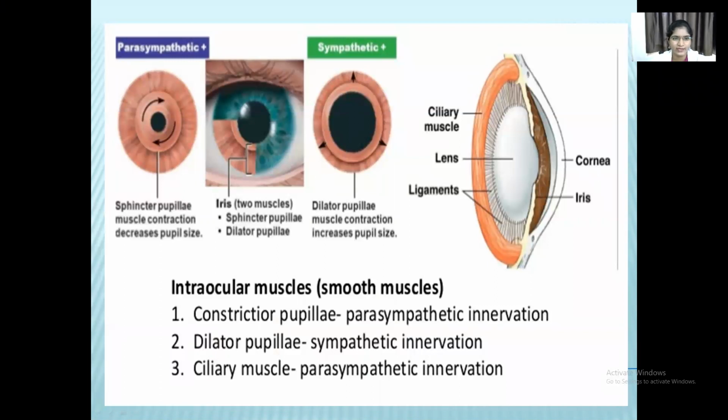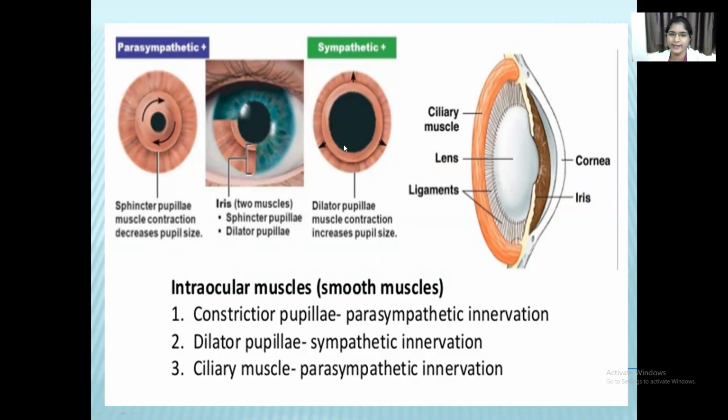Here you can see the normal eye. The iris contains two muscles: sphincter pupillae, the circular muscles, and dilator pupillae, the radial muscles. This is miosis, innervated by parasympathetic nerves. The M3 receptors are present in the circular muscles, so the circular muscles contract and decrease the pupil size. It is called miosis, and it is produced by parasympathetic drugs.